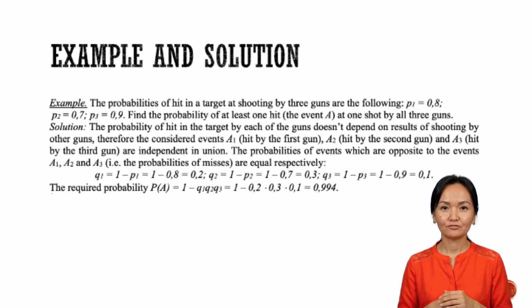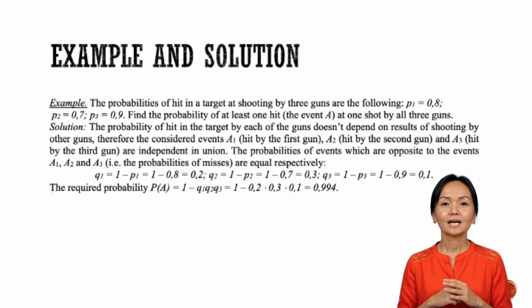The probability that the first gun misses is 1 minus 0.8, which equals 0.2. The probability that the second gun misses is 1 minus 0.7, which equals 0.3. And the probability that the third gun misses is 1 minus 0.9, which equals 0.1. Now the probability that all 3 guns miss is the product of these individual miss probabilities, 0.2 times 0.3 times 0.1, which equals 0.006. Therefore, the probability of at least one hit is 1 minus 0.006, which equals 0.994.